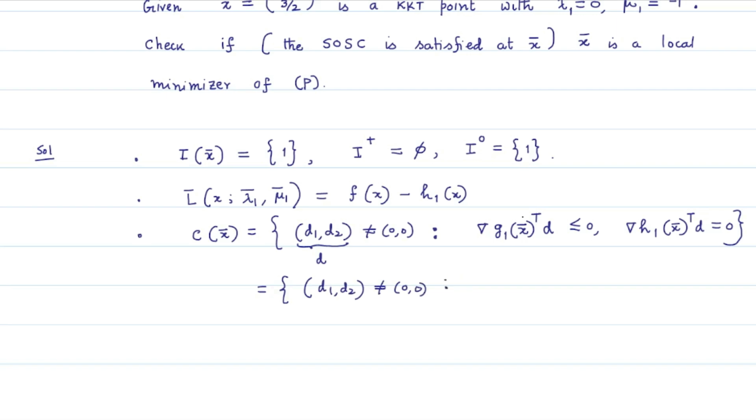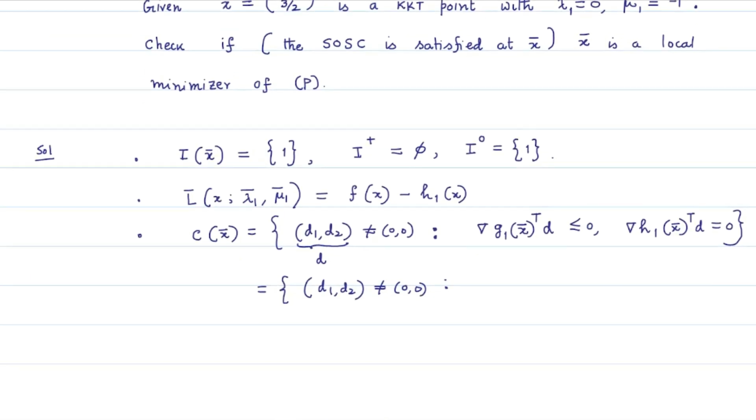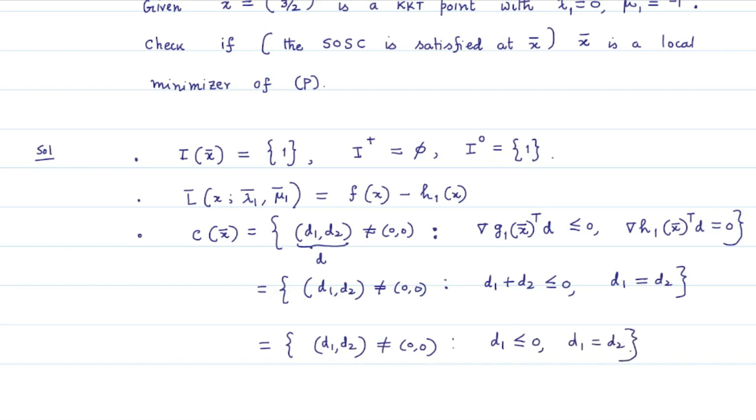This gives the set C x bar as the set of all those non-null vectors in R2 such that, computing the gradient of g1 at x bar, you will find the gradient as (1, 1). So you will have d1 plus d2 less than or equal to 0, and the other portion will give us d1 equal to d2. Hence C x bar consists of those (d1, d2) such that d1 is less than or equal to 0 and d1 is equal to d2.